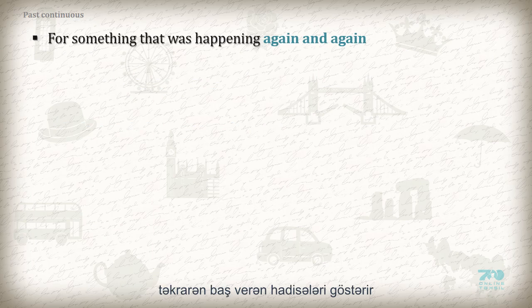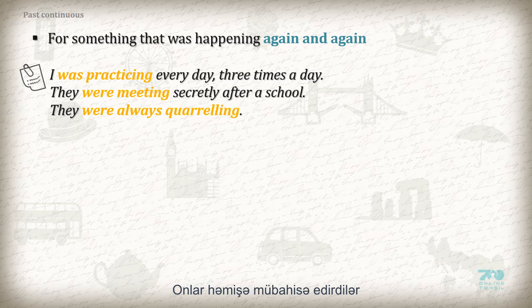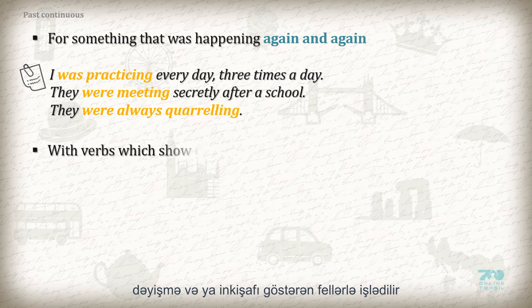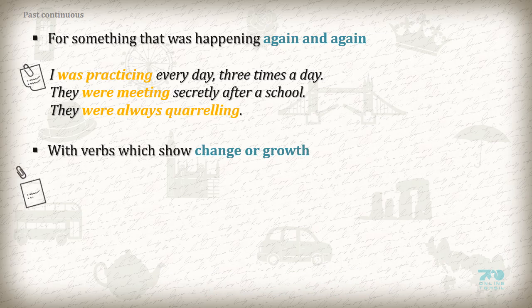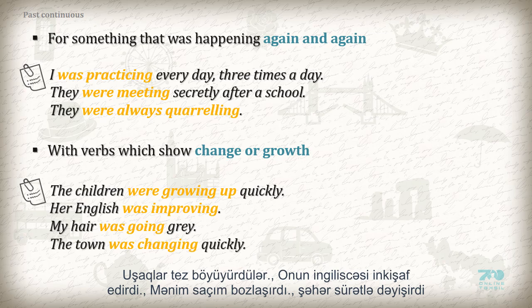For something that was happening again and again. I was practicing every day, 3 times a day. They were meeting secretly after school. They were always quarreling. We also use it with verbs which show change or growth. The children were growing up quickly. Her English was improving. My hair was going grey. The town was changing quickly.